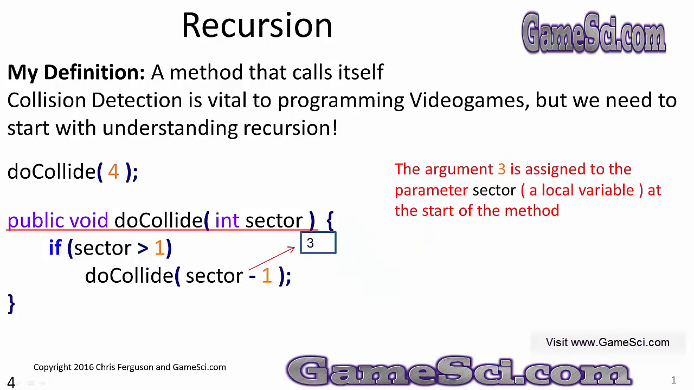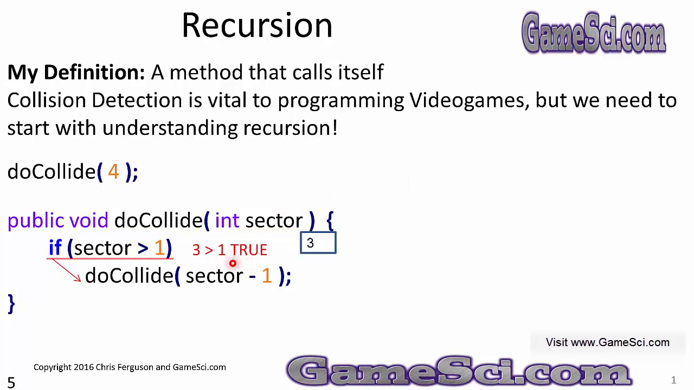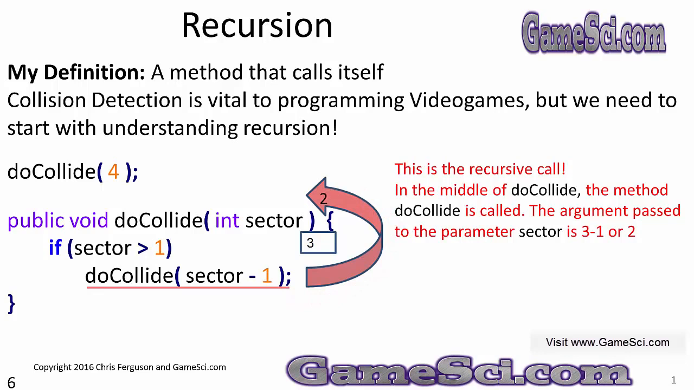The argument 3 is then assigned to the parameter sector, again a local variable, at the start of the method. Here's the new value of sector. It comes from this 4 minus 1 that executed before the call. 3 greater than 1 is definitely a true statement, so it's going to go in and execute the code in the if block again. Whoop! Here's our recursive call. This time 3 minus 1 is a 2, so a 2 will be passed as a parameter to doCollide. So in the middle of doCollide, we call doCollide again. The argument this time was sector 3 minus 1, or the value of 2, as the new input parameter.